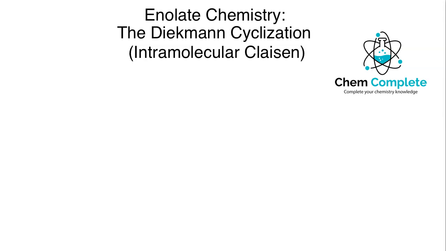Hello everybody, welcome back to another Chem Complete lecture, and in today's Enolate chemistry series we are going to finish our Claisen material by taking a final look at the Dieckmann Cyclization process. This is also known as an intramolecular Claisen. So that's what we are going to take a look at today, and that's coming up on the channel right now.